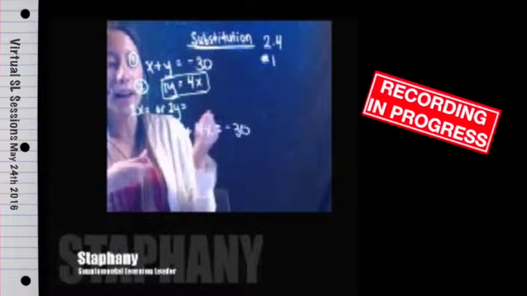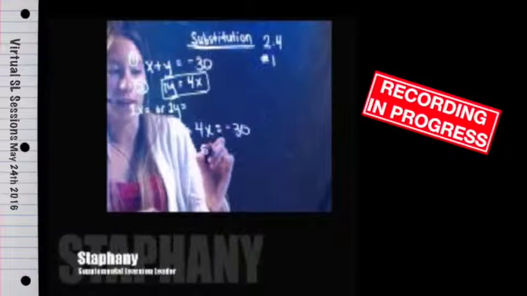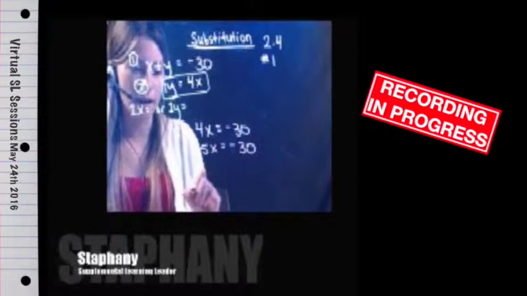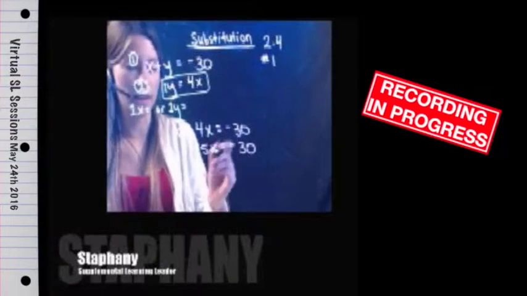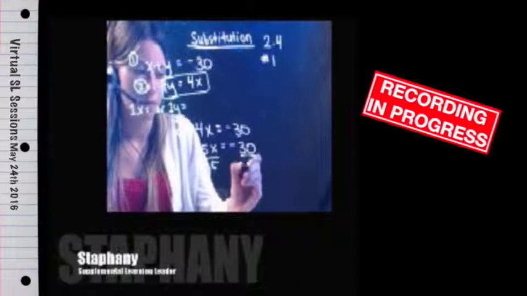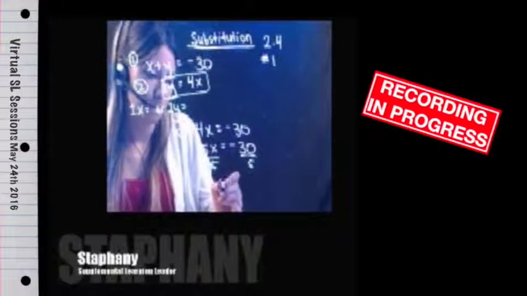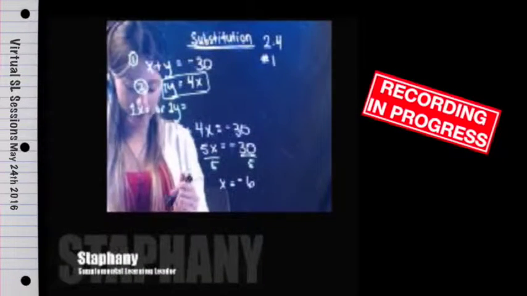I can combine those now. x plus 4x is 5x, right? 5x equals negative 30. If I were to solve for x, I would divide both sides by 5, and you're left with x equals negative 6. Yes, negative 6.